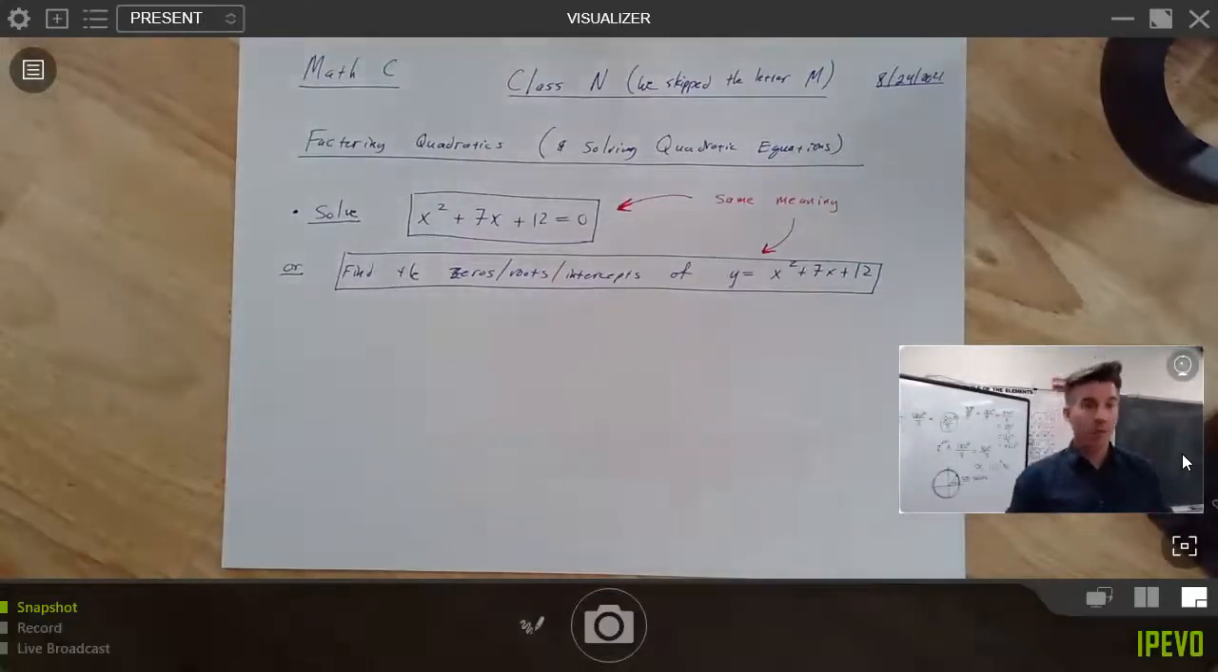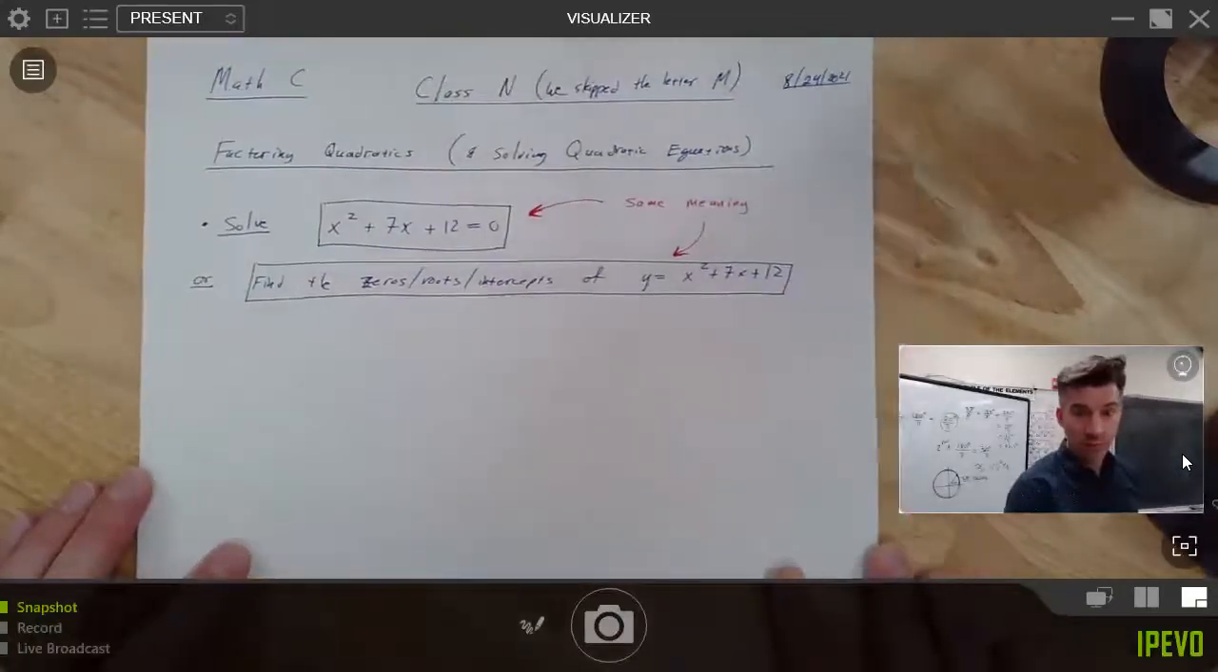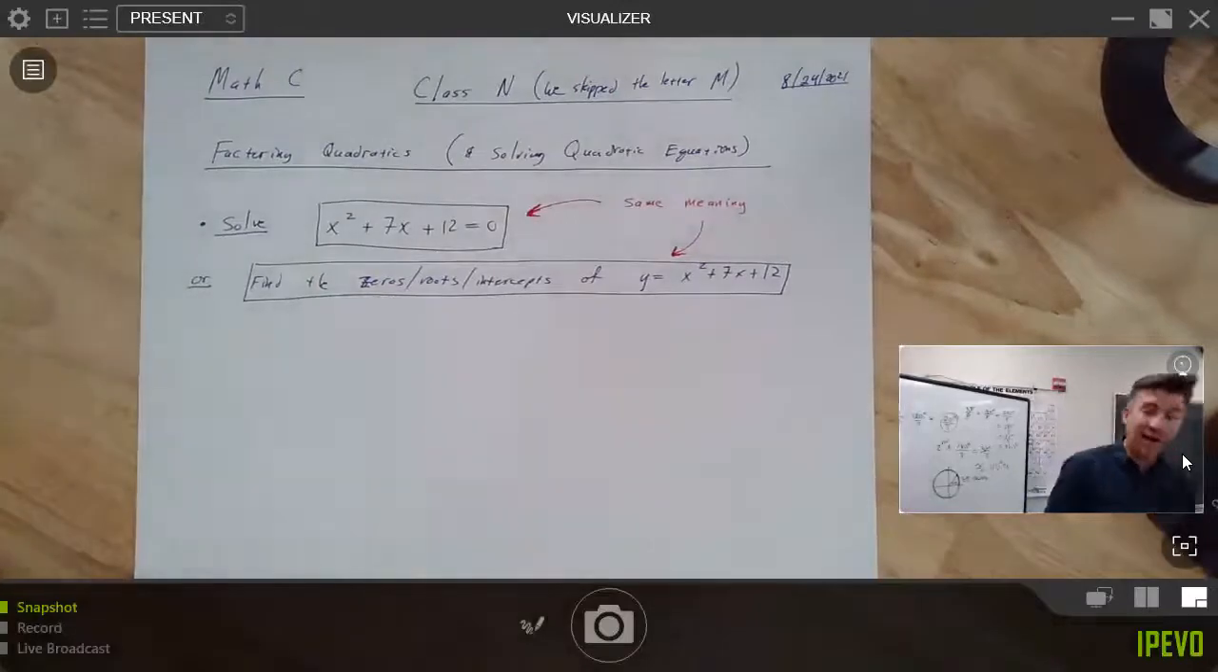Typically, we like to factor if we can because it's usually faster and easier, but factoring isn't always 100% guaranteed to work. Some quadratic equations or quadratic expressions just don't factor. So if we can't factor it, or can't factor it easily, we typically default to using the quadratic formula. So let's talk about factoring.